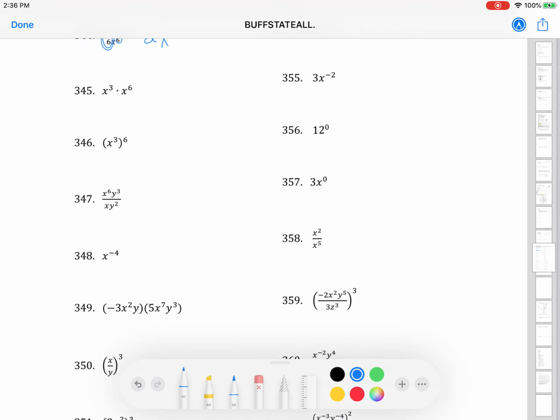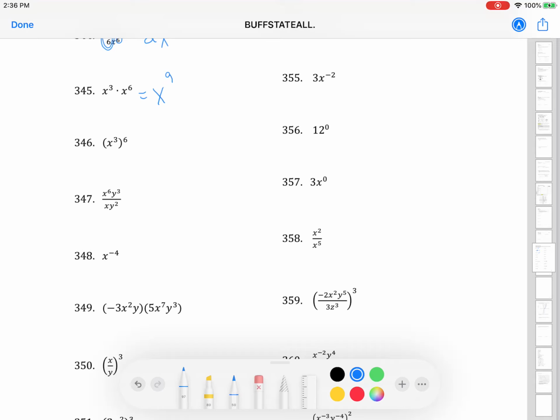Okay, backing away from division for a little bit. For 345, the two terms are being multiplied. Think about what you're supposed to do with exponents when you're multiplying two terms together. You add them. So 3 plus 6 will get me x to the 9th.